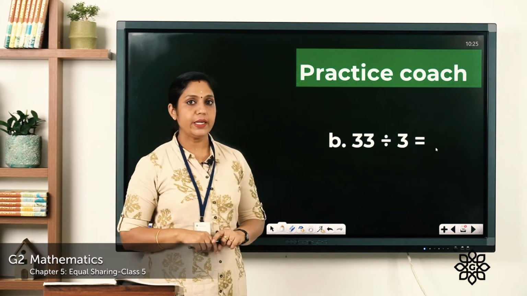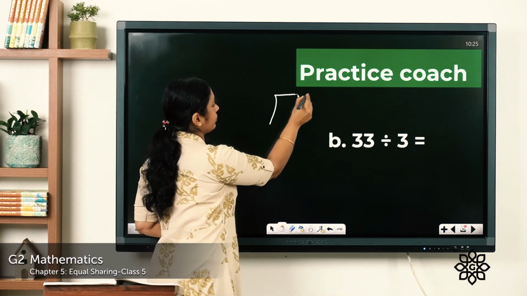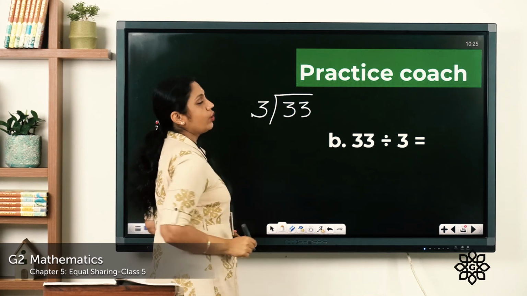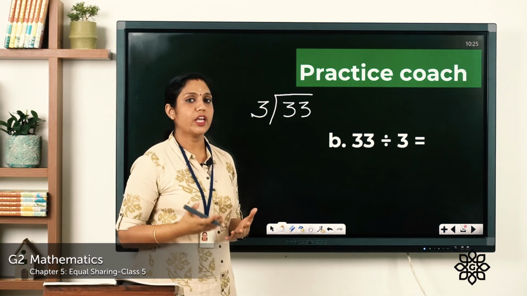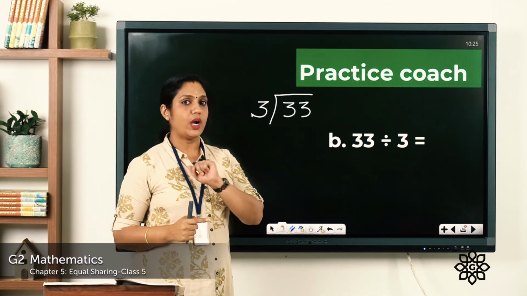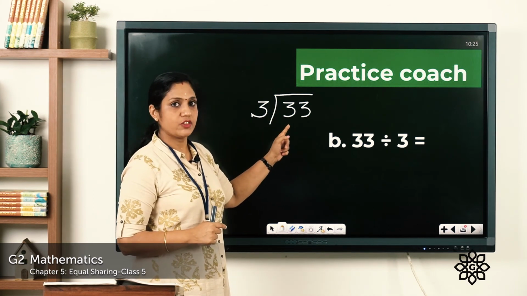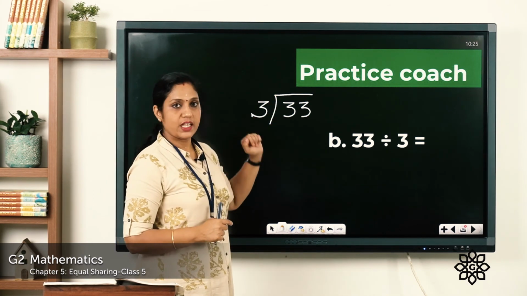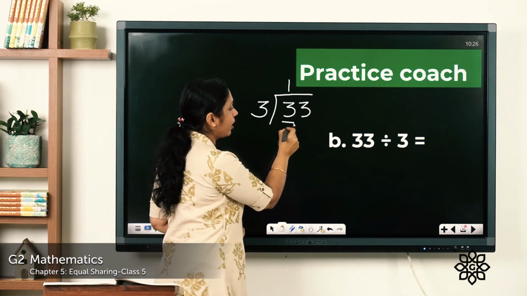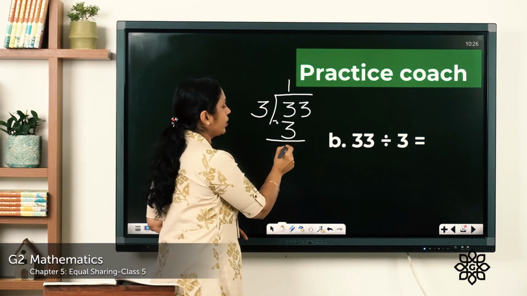The next B, we have 33 divided by 3. So do you know how many times in 3's table you can find 33? No. So what you have to do? You have to take one by one number. So first let's take the number which is in the tens place first. So 3 ones are 3. That one right on top of the tens place, and the 3 under the tens place. So 3 minus 3 is equal to 0.